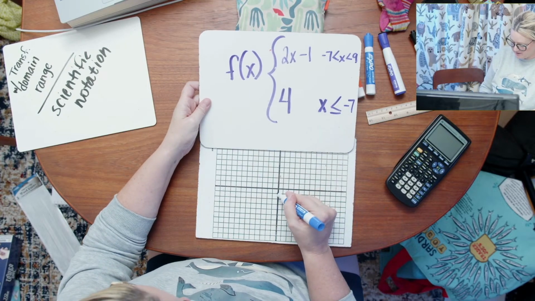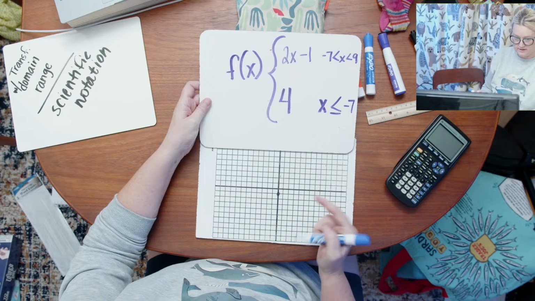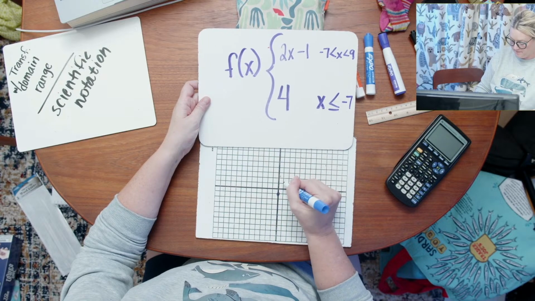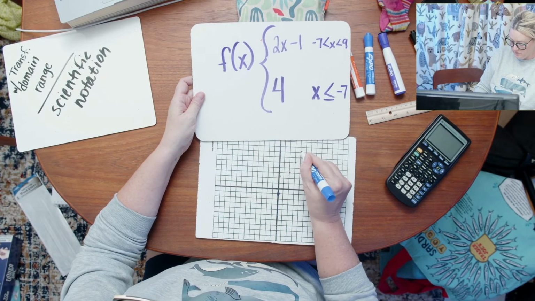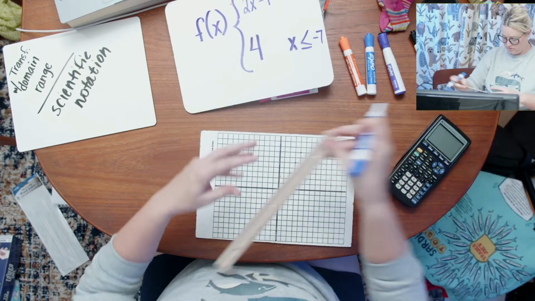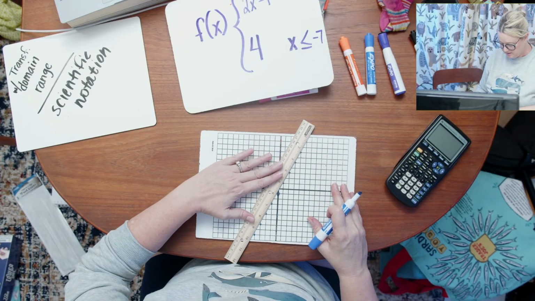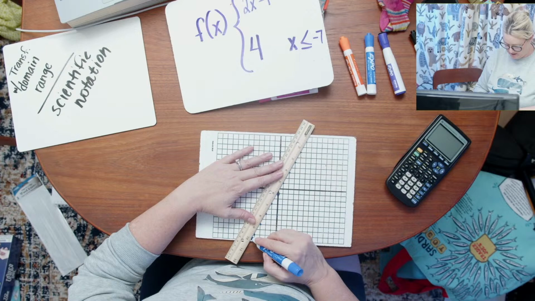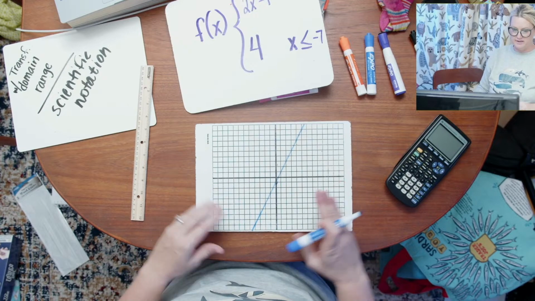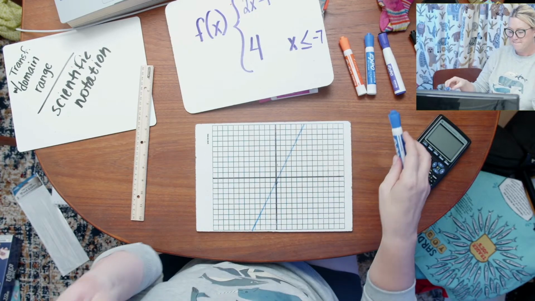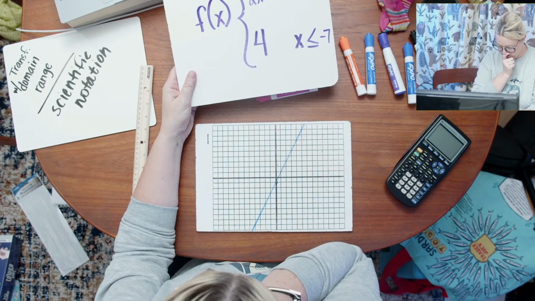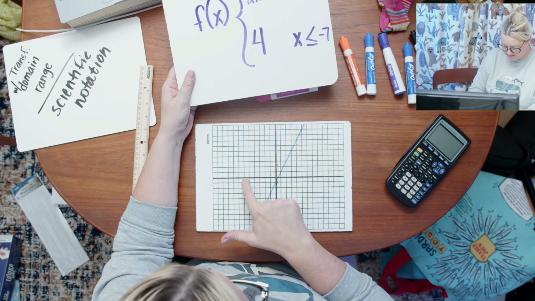So 2x minus 1 means my y-intercept is negative 1, so it's down here. Then my slope is 2, so that's up 2 over 1, up 2 over 1, up 2 over 1. Down 2, left 1. It's going to be one line that goes all the way through. I'm going to grab my straight edge because we want to be as precise as we can. So this is my line of 2x minus 1. But this is going the whole way through. Oh, you know what? 1, 2, 3, 4, 5, 6, 7.